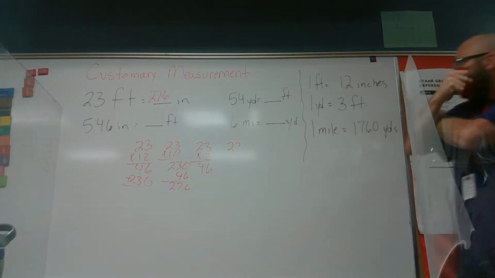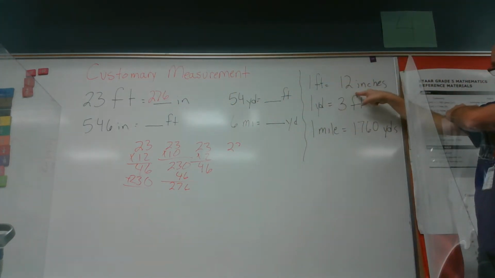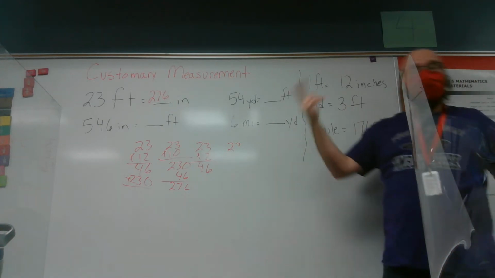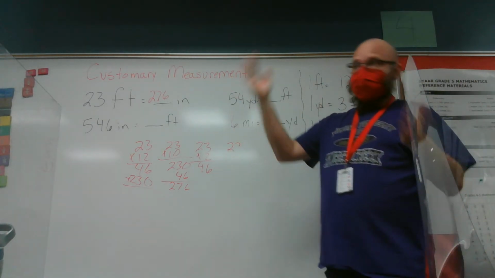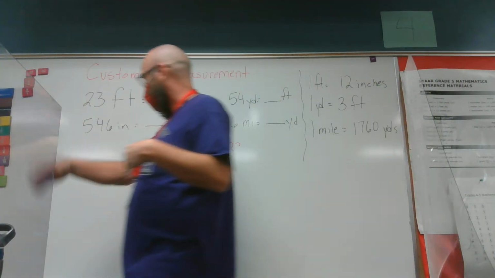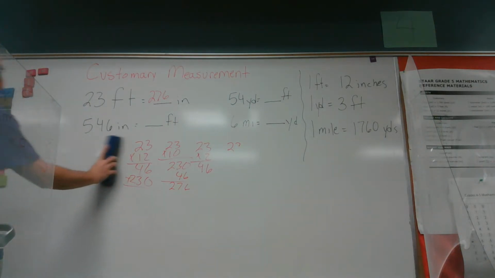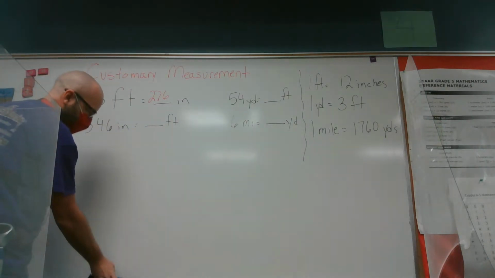And I multiplied by 12 because 1 foot has 12 inches. 2 feet has 24 inches. 3 feet has 36 inches. Each time I'm multiplying by 12. 4 feet has 48.